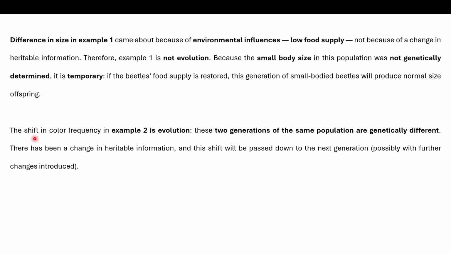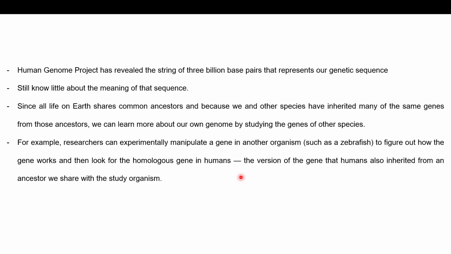When we talk about the shift in the color frequency in example 2, that is evolution because these two generations of the same population are genetically different. There has been a change in the heritable information, and this shift will be passed down to the next generation and maybe future generations as well, or there might eventually be more changes introduced at the genetic level.